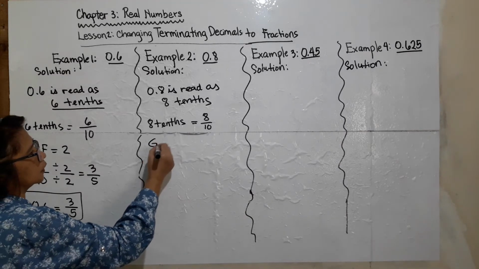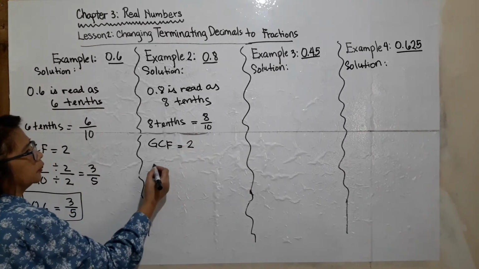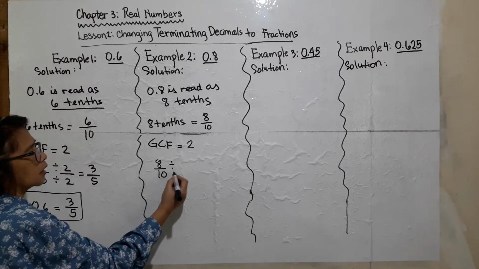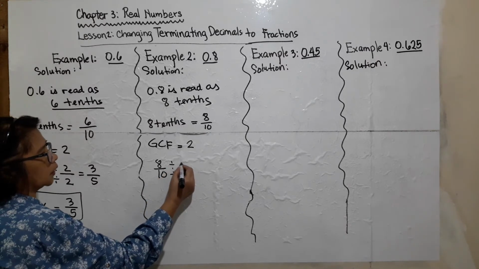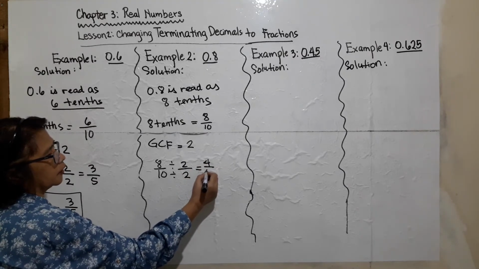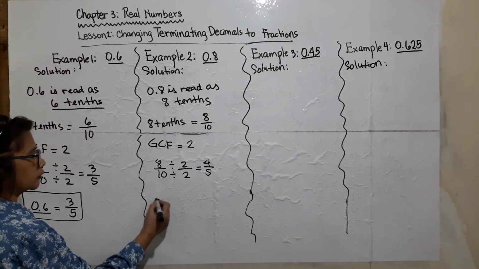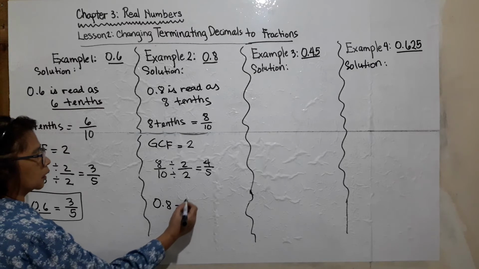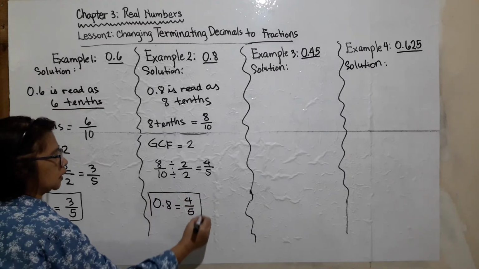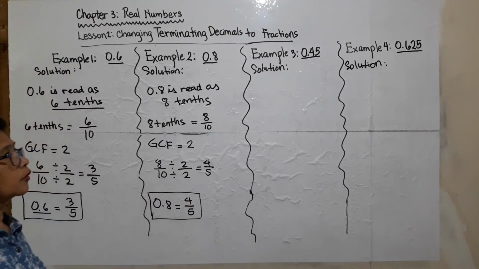So look for the GCF. In that case, the GCF is 2. Use the GCF 2 to simplify. And how is that? Divide both numerator and denominator by 2. So you have 4/5. So that 0.8 is equal to 4/5. Terminating decimal 0.8 is equal to 4/5.